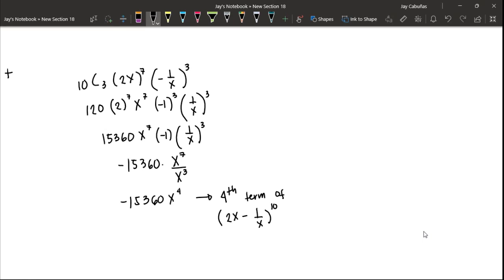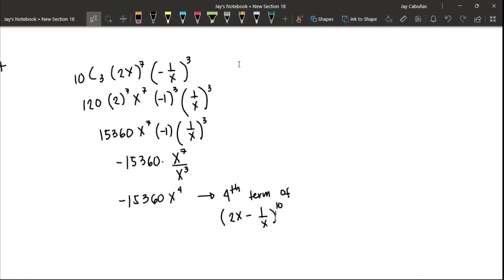So again, if you can use your calculator, use it. That would give you more time to solve other problems in the board exam. Okay, so that is now our answer for our first problem. Now let's proceed to the second problem.